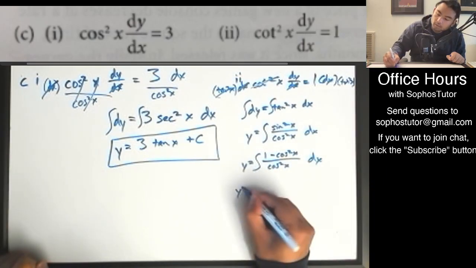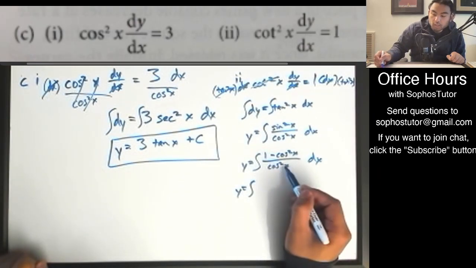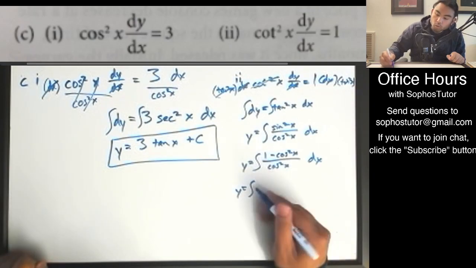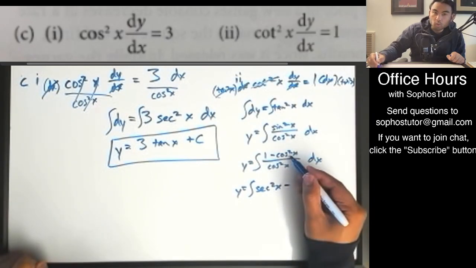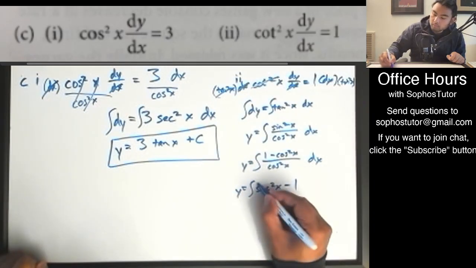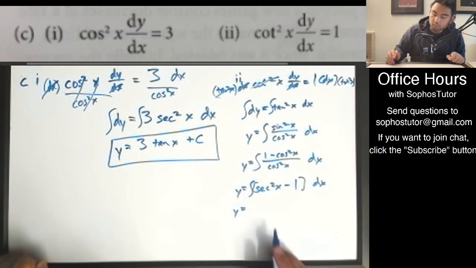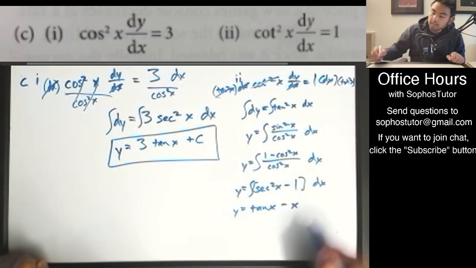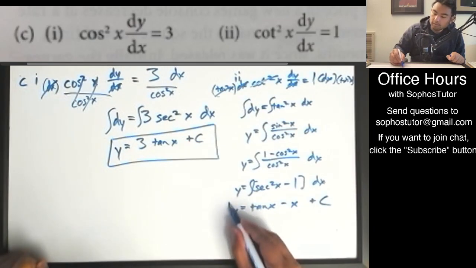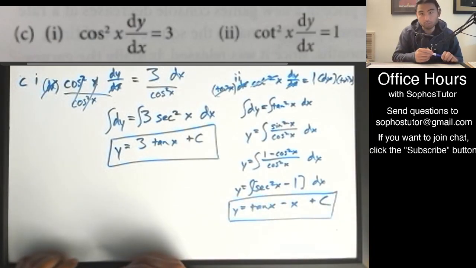dx. So now this is going to equal, we'll distribute the cosine squared of x in the denominator. 1 over cosine squared of x, as we remember, is secant squared of x, minus cosine squared of x over cosine squared of x, which is equal to 1 dx. And now we can integrate both of these terms here. As we recall, the integral of secant squared of x is tangent x, and the integral of 1 is x plus c. And this is our general solution for C2.